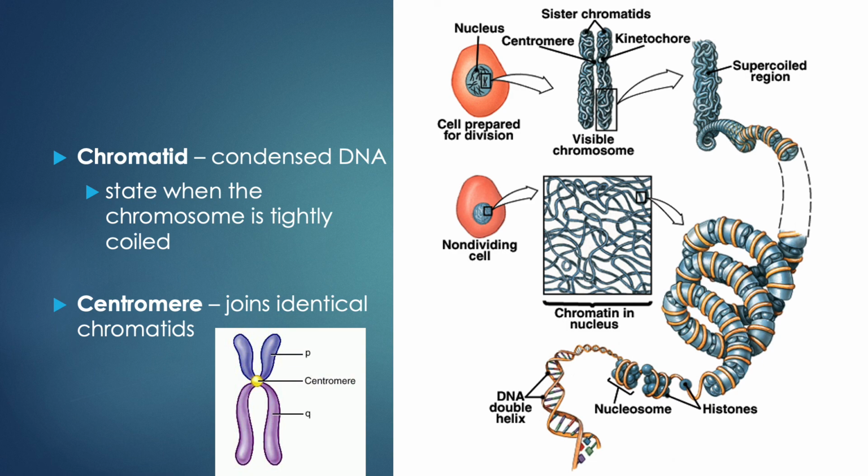Also, by the way, you can see the letters P and Q, and this is how we differentiate which arm of the chromatid we're discussing. The P is known as the short arm and the Q is the long arm. And P, in French, by the way, is short for petite, or little. So that's how I've always remembered that P is the short one.